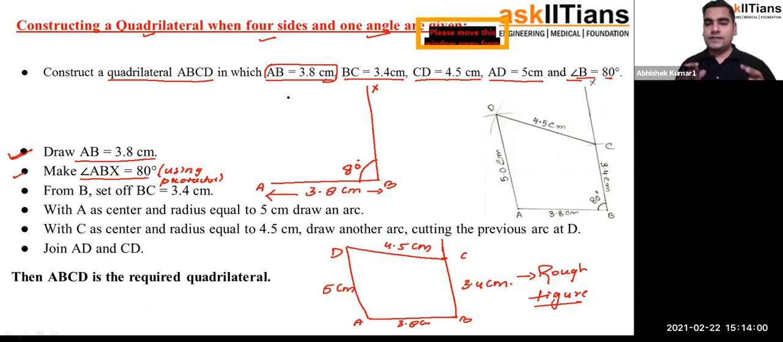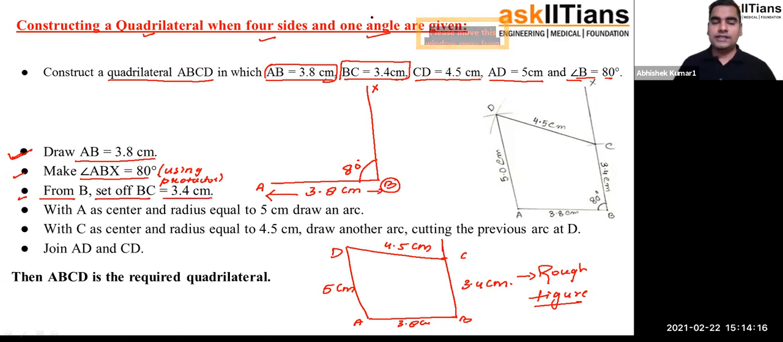Now after this, what is the length of BC you have? The length of BC we are provided is 3.4 centimeter. So what you have to do is, you have to assume B as a center. Like from B you can set BC equals to 3.4 centimeter. What are they trying to say? They are trying to say that you assume B as a center, measure 3.4 centimeter on your compass from the scale. Take your scale. Then measure 3.4 centimeter on your compass.